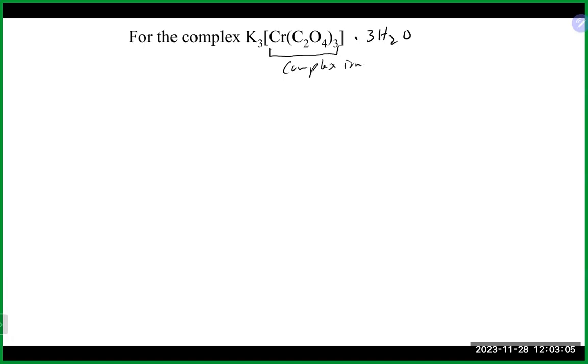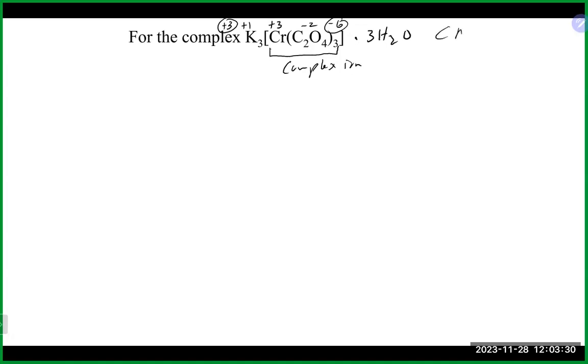The charge on the chromium in this case would be, this is oxalate, which is -2. And there's 3 of them, which means -6. There are 3 potassiums, which would give us a +3. So +3 and -6 means that the chromium here would be +3 to balance it out, right?